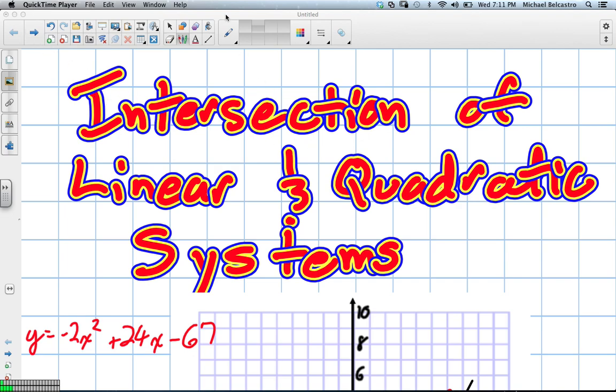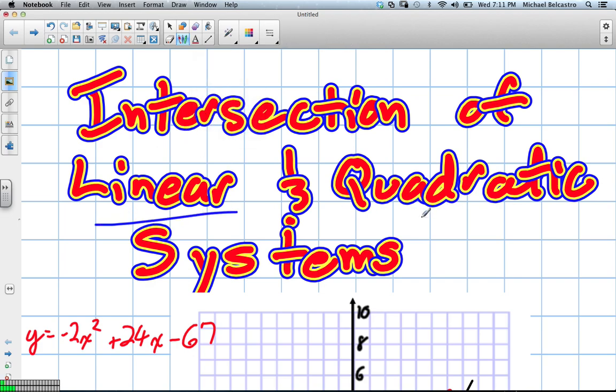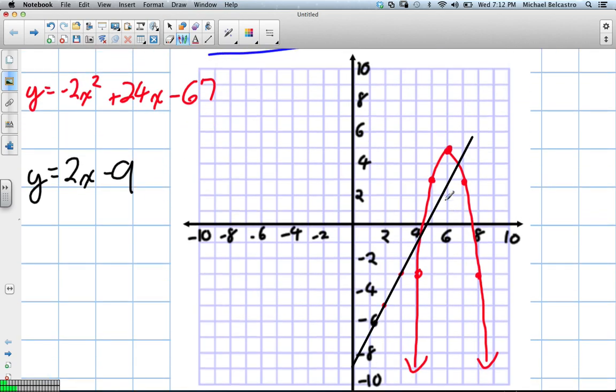Okay, so we're going over the intersection of linear and quadratic systems. Essentially what we're looking for is, we have our graph here. We're looking for the intersection points of this linear equation and this quadratic equation. We quickly made them up. This is the standard form. We had to kind of work backwards from vertex form, so I'm assuming we did the calculations right. This is our standard form of the quadratic equation, and this is the linear equation.